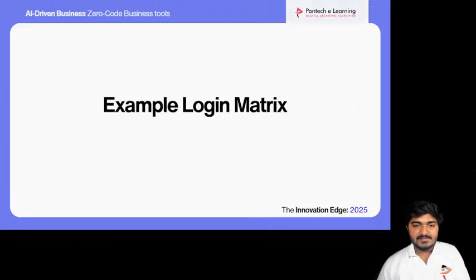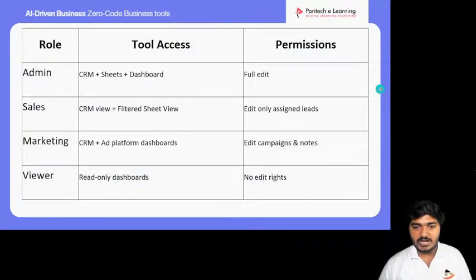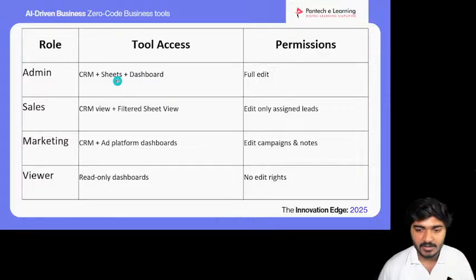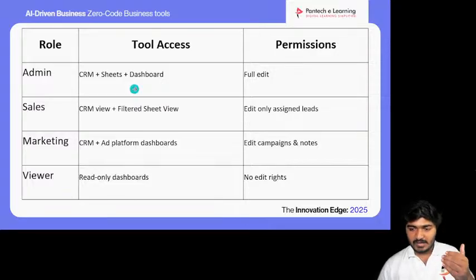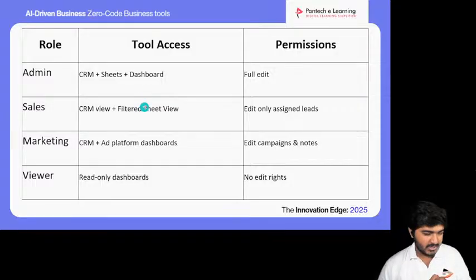Example login matrix: how to structure that login matrix and how to give access. As I said earlier, admin can have access to the customer relationship management application and all the data regarding it, the sheets which gather the data, and the dashboard which visualizes that data. The admin, or the organization, has all that access. So full edit, they will have all the permissions.